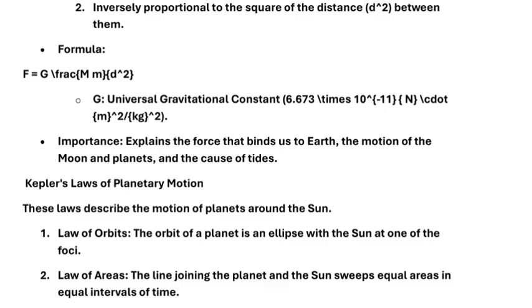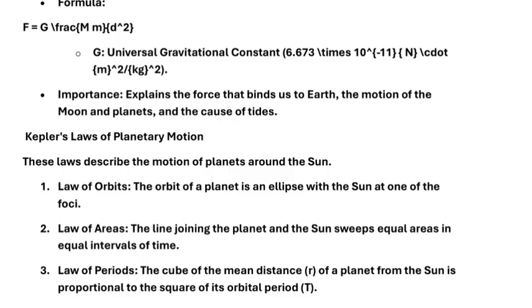where G is the universal gravitational constant, 6.673 × 10^-11 N m²/kg². Importance: it explains the force that binds us to Earth, the motion of the moon and planets, and the cause of tides. Kepler's laws of planetary motion. These laws describe the motion of planets around the Sun.